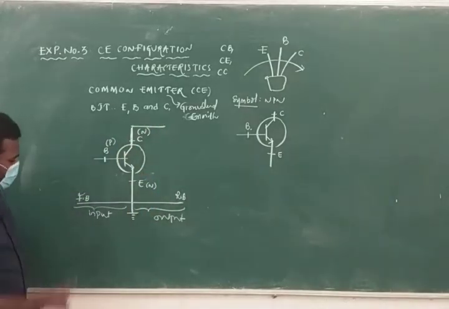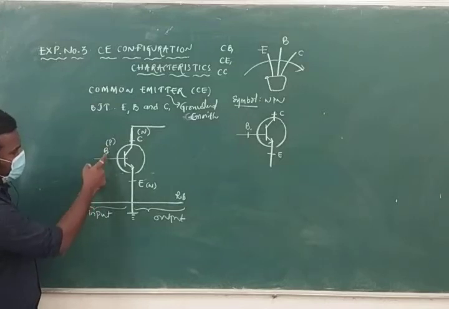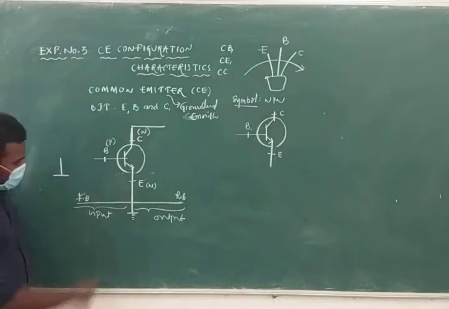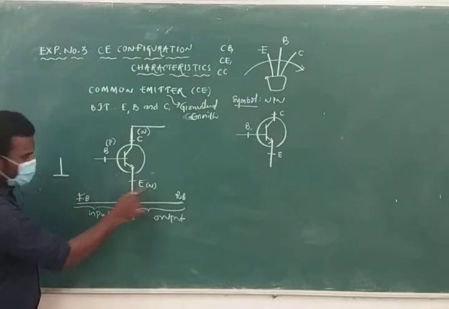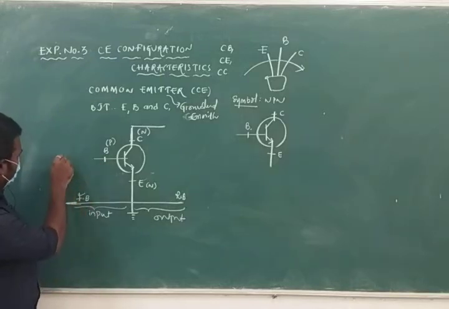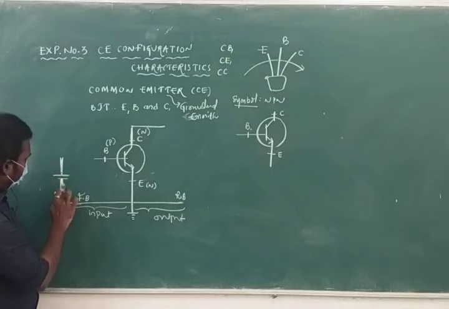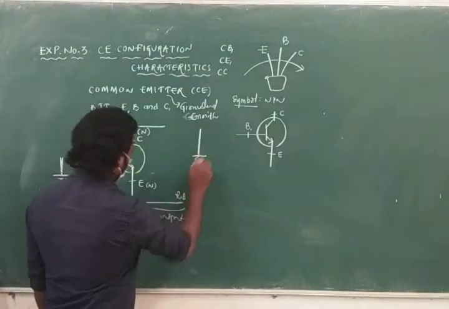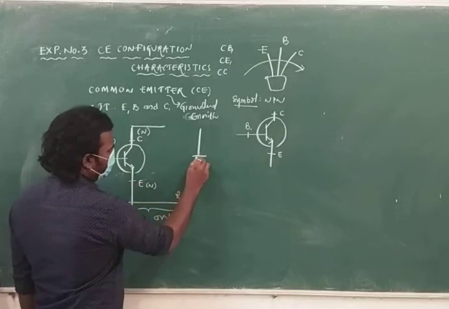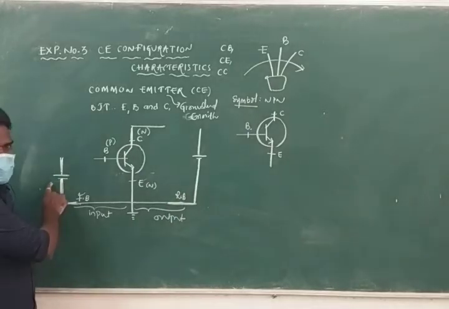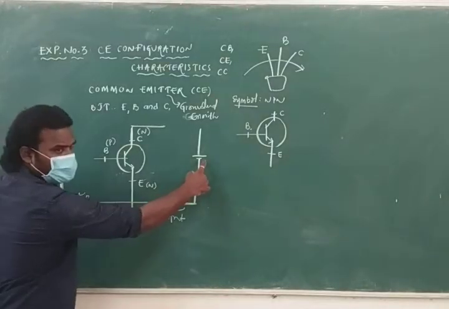See this one. Forward bias means this base is P, so it has to be connected to the positive. And emitter is what? N-type semiconductor, so it has to be connected to the negative. Forward bias means positive to positive and negative to negative. Reverse bias means negative has to be connected to positive, and here we have already connected to the positive, so we can connect this to the negative. Which biasing is it? Forward bias. Which biasing is it? Reverse bias.